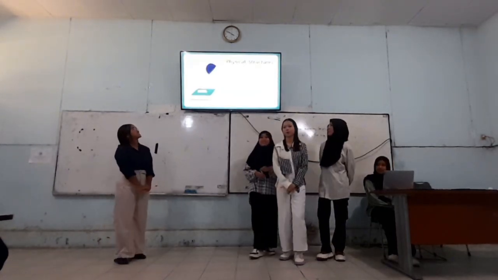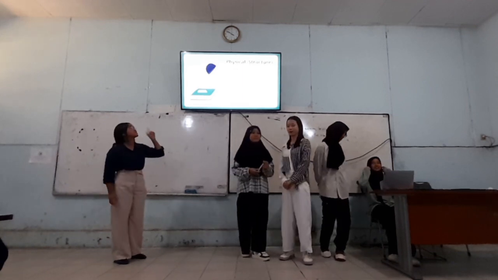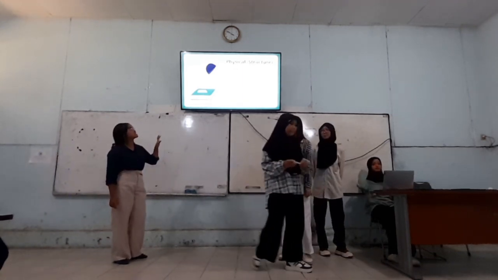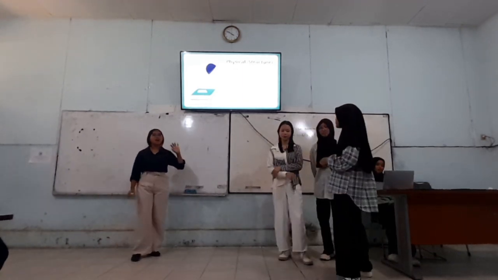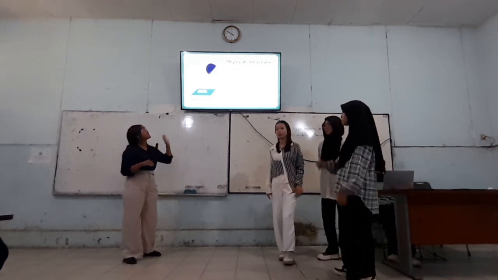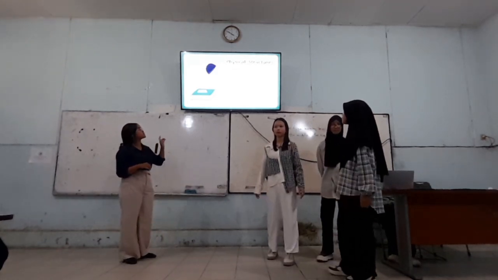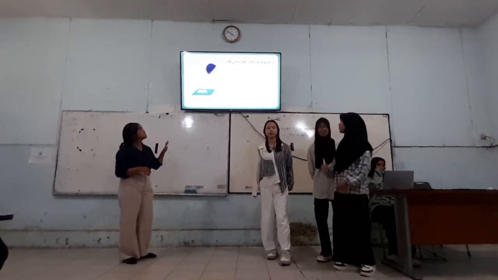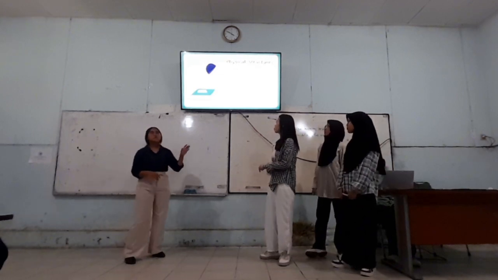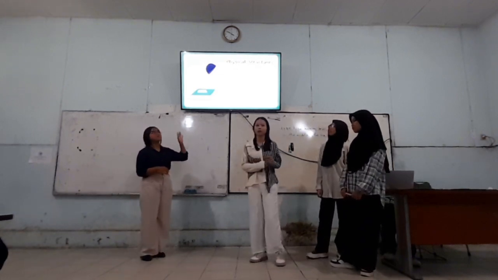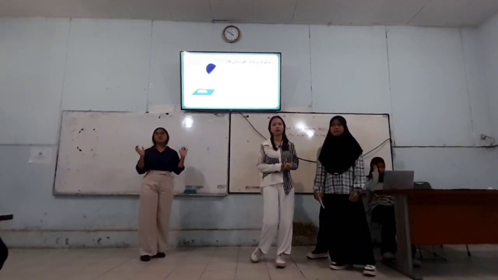Okay, the next one is physical or structure. The first one is lineation. Lineation is like a line in a poem. And then lineation has two types. The first one is enjambment. Line continues to the next without a pause. So when we read the enjambment, we have to read it quickly.